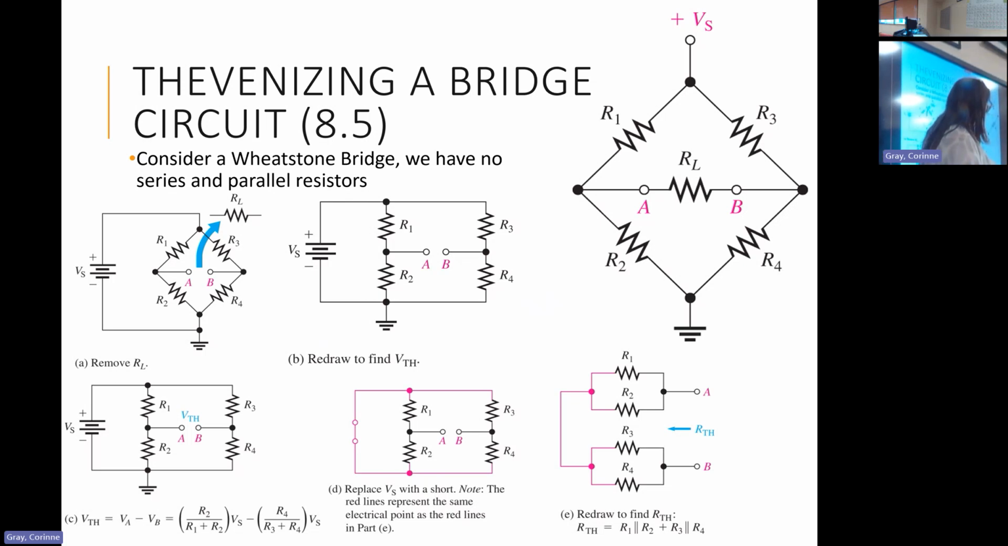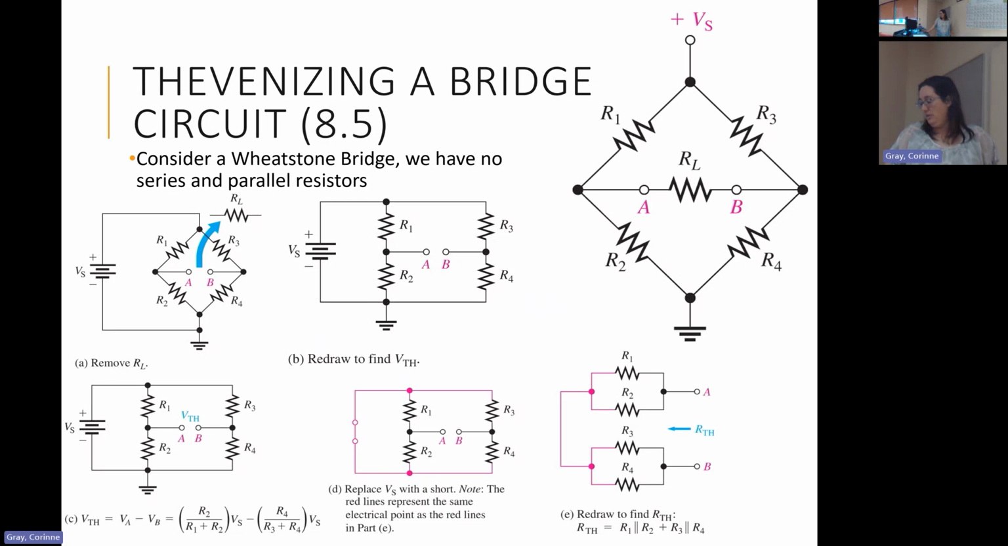Now we have R1 and R2 in parallel, and R3 and R4 in parallel. The combination of the two of these is now in series. The voltage drop matches what it used to be before. So with this method, this is really one of the places where you can derive the equations we just used before. It comes from this. That was the grand point of this slide here.